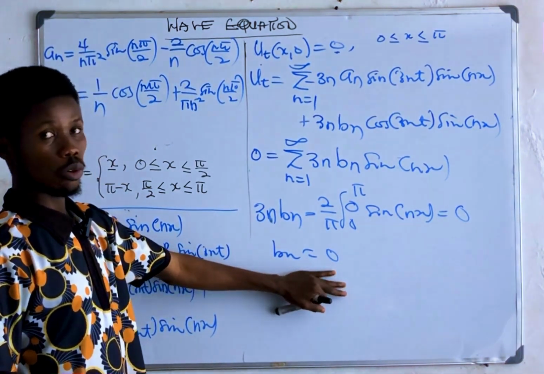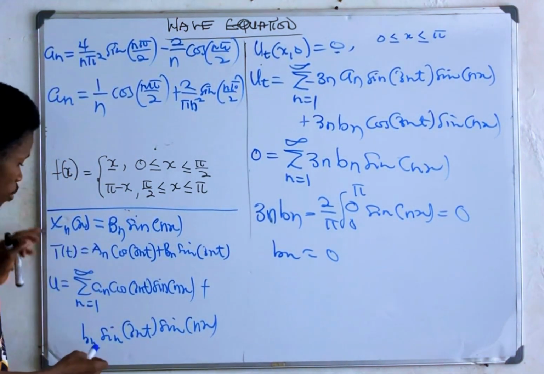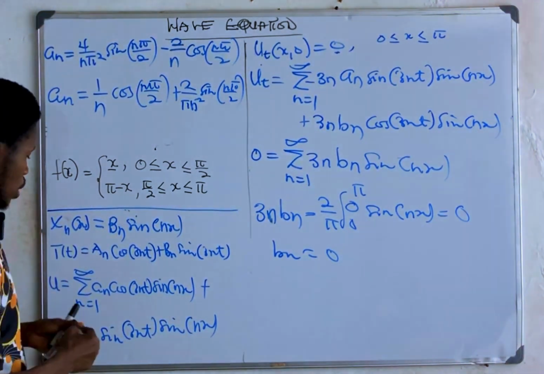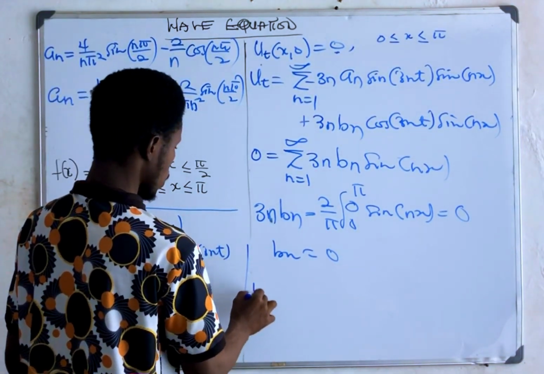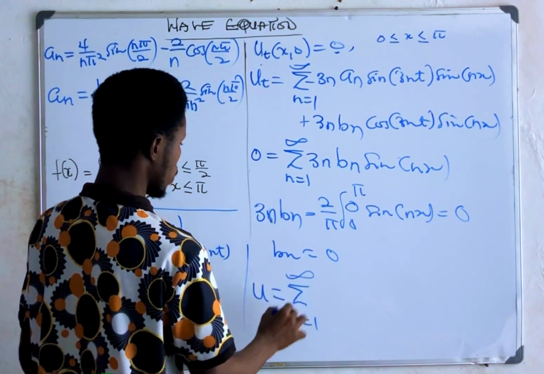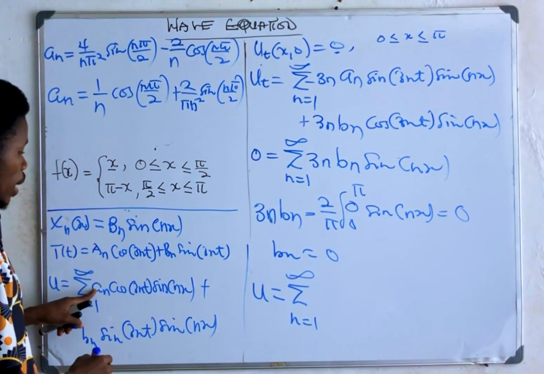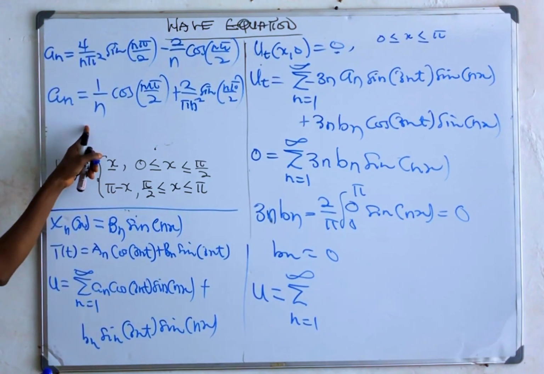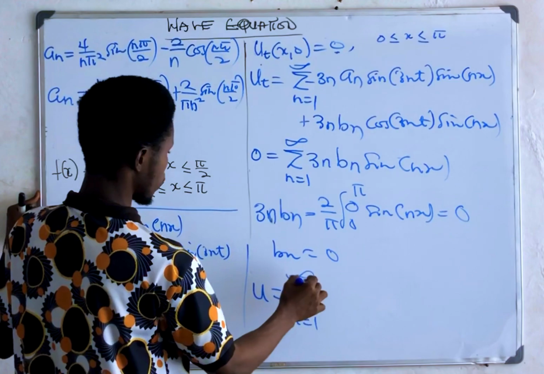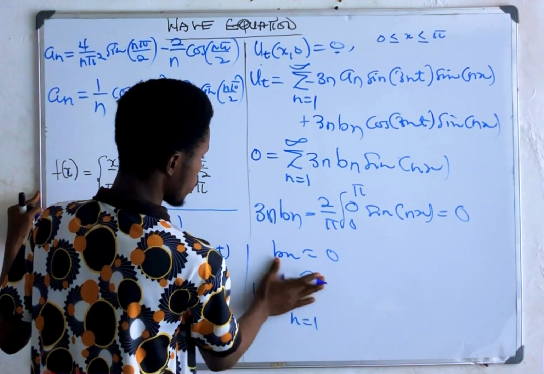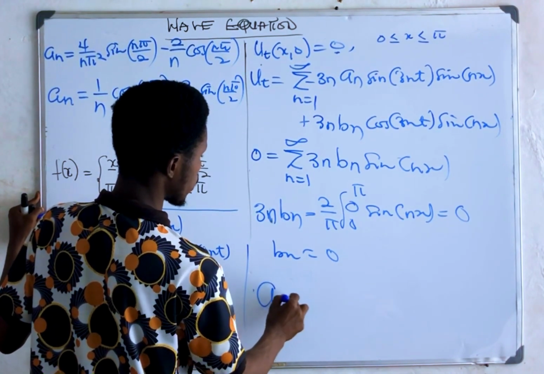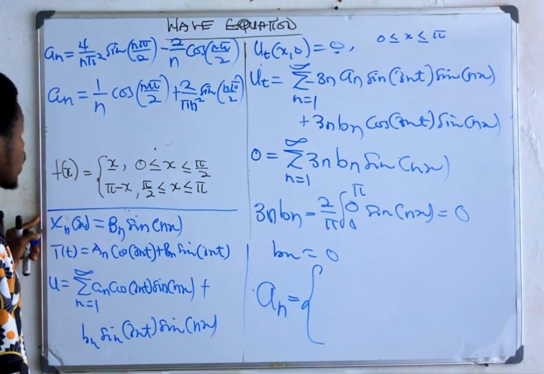So if our bn is equal to 0, it means if we come to this place, this one will go to 0 because bn is 0. So everything will go to 0, leaving the final answer to be summation n equals 1 to infinity. Now our an is having two answers, so you write two of them together. So this is how it's going to look. I don't even need to bring this. So let me write only the an.